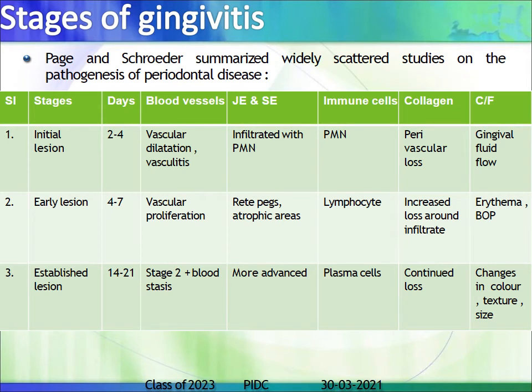So there was a study done by Löe wherein he asked the patient not to brush for 21 days, and he found that there were certain changes which were taking place in the gums. So accordingly, he has staged them as initial lesion, early lesion, and established lesion. This was put forward by Page and Schroeder.